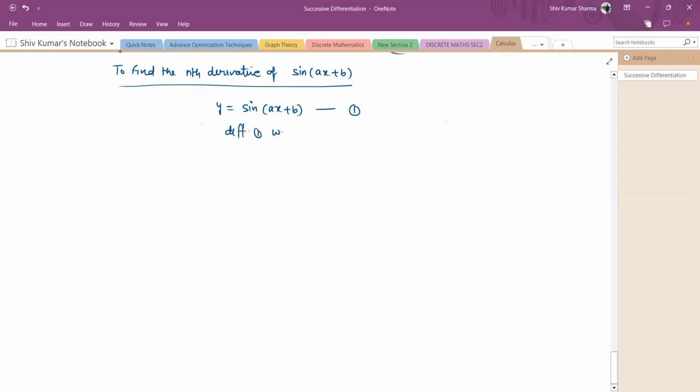Equation 1 with respect to x. When we differentiate y with respect to x, we write dy/dx, which can be written as y1. y1 is equal to cos(ax+b). The differentiation of sin x is cos x, so cos(ax+b) into the differentiation of ax+b.